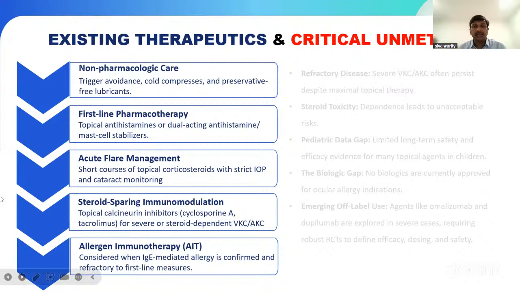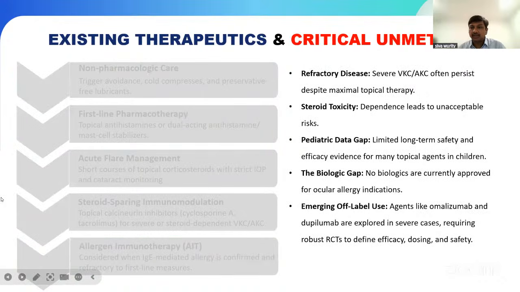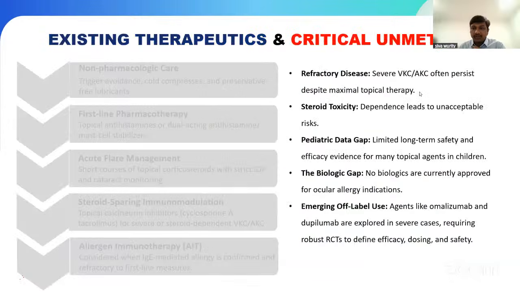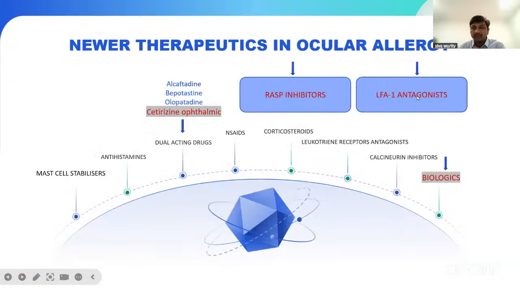The main critical unmet needs are the refractive cases, wherein we need to use steroids for a very long time. Second is steroid toxicity, where dependence on steroids will lead to multiple issues. Third is the limited long-term safety and efficacy evidence for many topical agents in children, and the biologics which we are using now are not FDA approved. And with time, there are a lot of emerging off-label agents. So we need newer therapies to come into the market to treat those 5% of individuals who need further good care without more side effects.